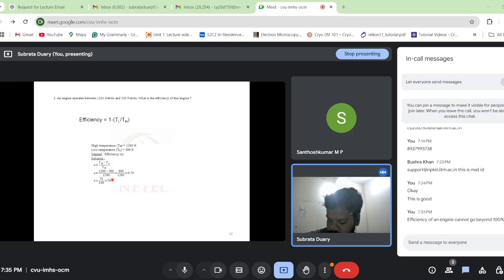So these are the simple tricky problems that come in CSIR NET GATE. Now, if you have any query, please let me know.